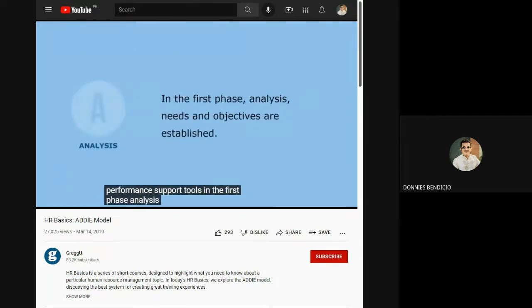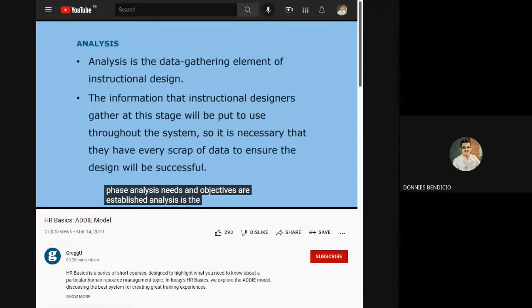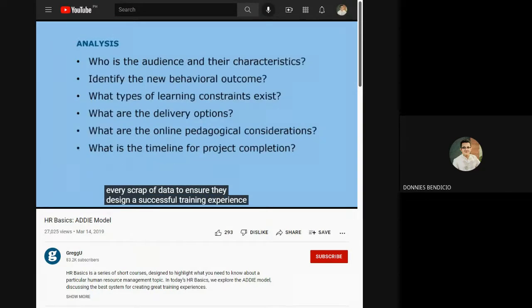In the first phase, analysis, needs and objectives are established. Analysis is the data gathering element of instructional design. Here, instructional designers assemble all information they can possibly gather about the project before they consider anything else. Decisions about every aspect of the project must eventually be made. The information that instructional designers gather at this stage will be put to use throughout the system, so it's necessary that they have every scrap of data to ensure they design a successful training experience.